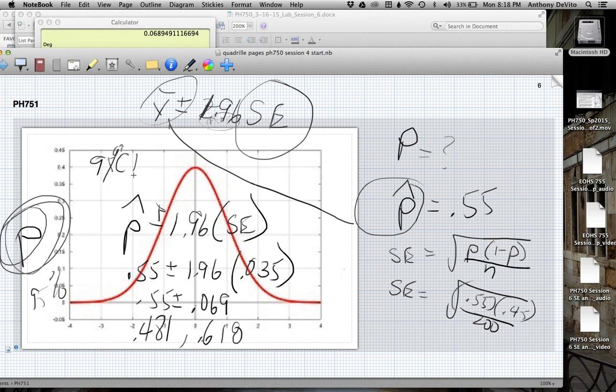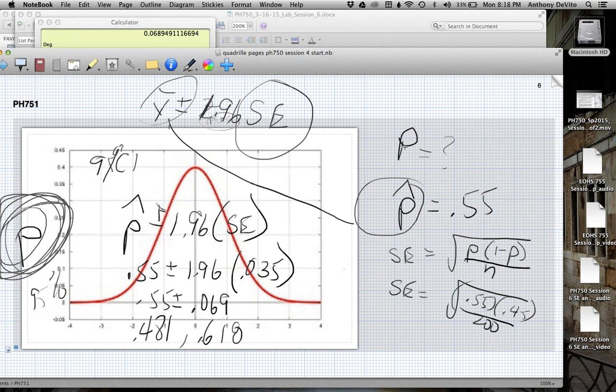Okay, are we sure that this is going to pass? No, we're not sure, right? Because it could be within the range. Are we 95% certain this is going to pass? We're not, because it is possible, it is within our 95% confidence interval, that less than 50% of the people are voting for it, that the real population proportion is 50%.